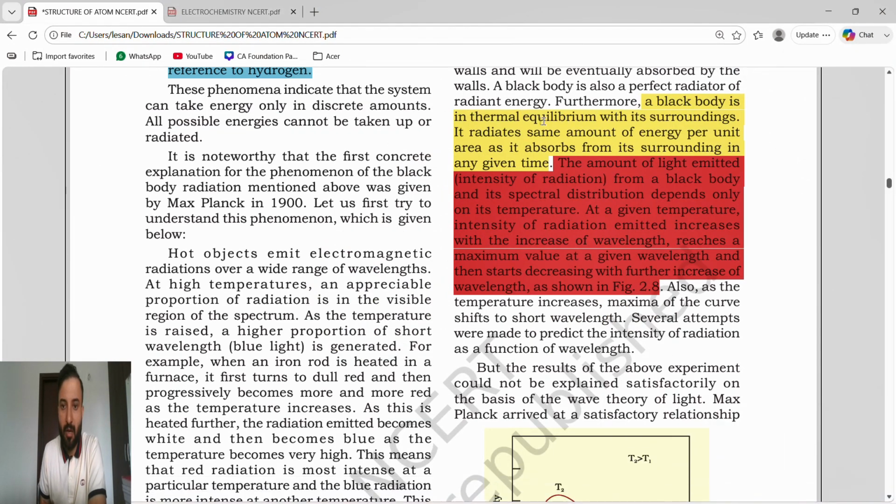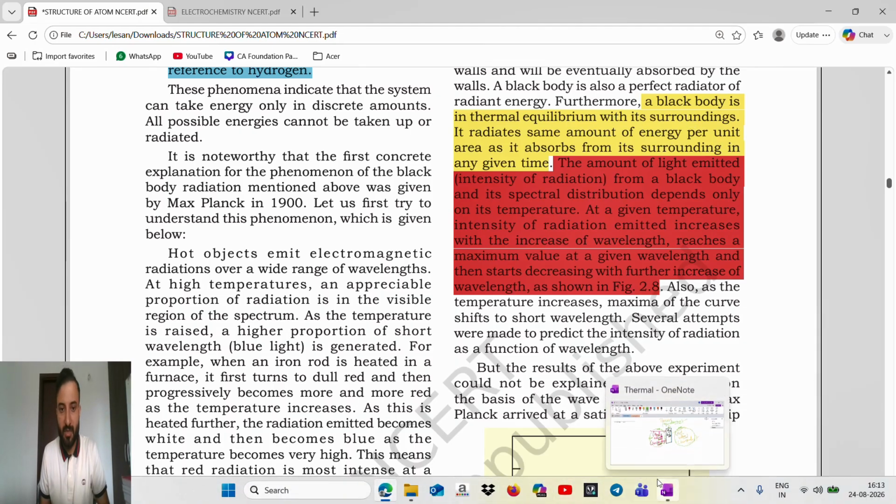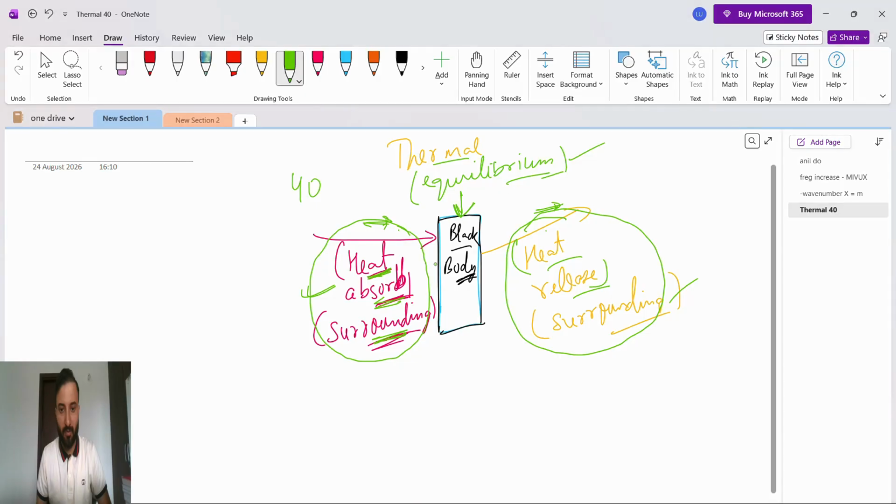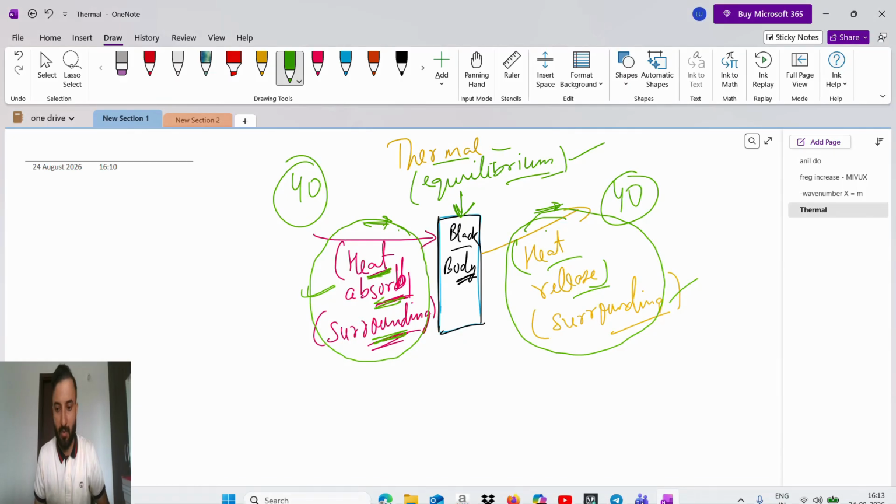So a black body is in thermal equilibrium with its surrounding, correct? With its surrounding means, suppose it is gaining heat of 40. It absorbs heat from the surrounding at 40, so it will release heat to the surrounding at 40. The unit is the same, so it's an equilibrium condition. We are talking about heat, so thermal equilibrium.